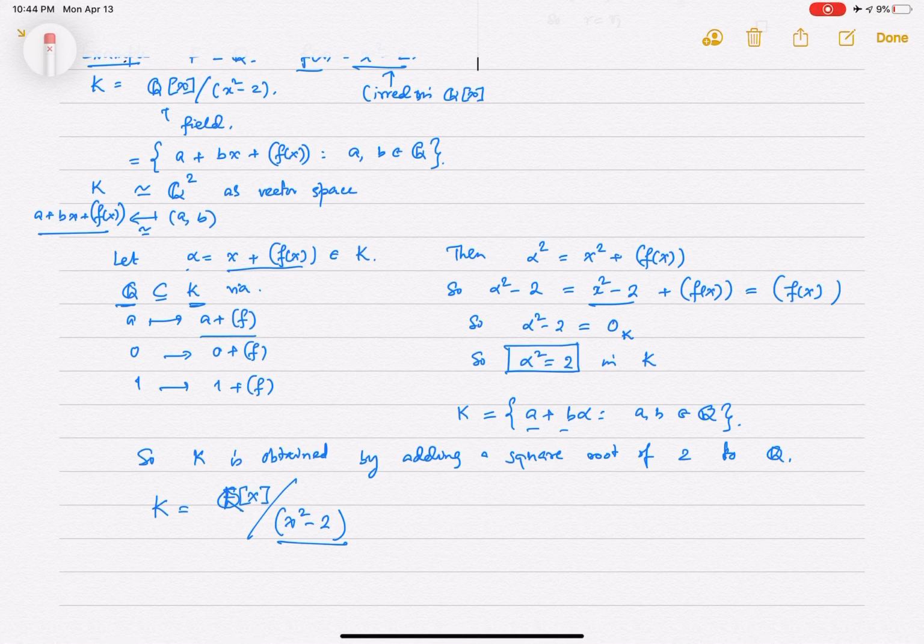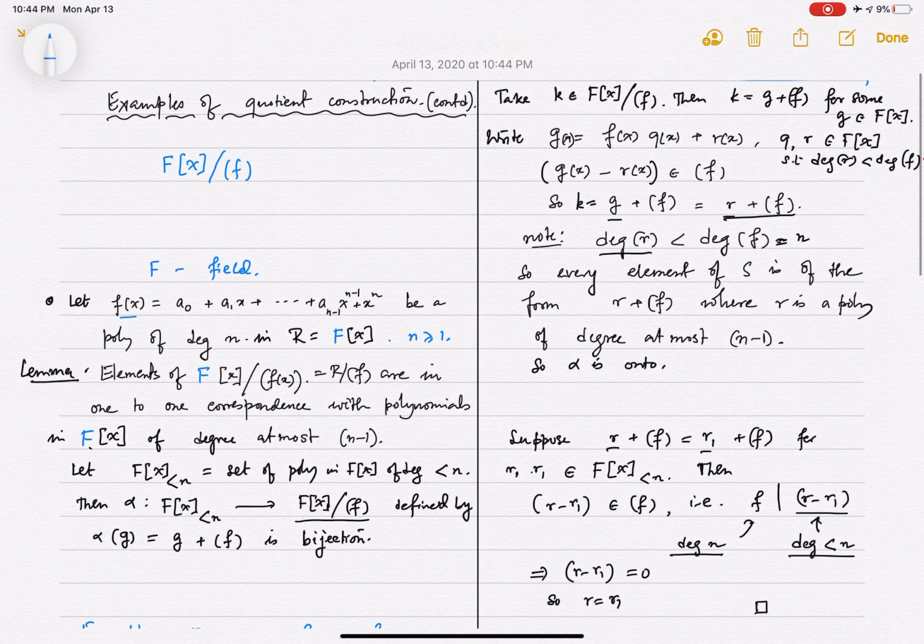So this is how extension fields are relevant in solving polynomial equations. Indeed, you can verify that this thing is isomorphic to Q adjoined square root of 2, where by square root of 2 here, I mean the real number square root of 2. So this is a subfield of the real numbers. Okay. So this should serve as a motivating example for what we are going to study.